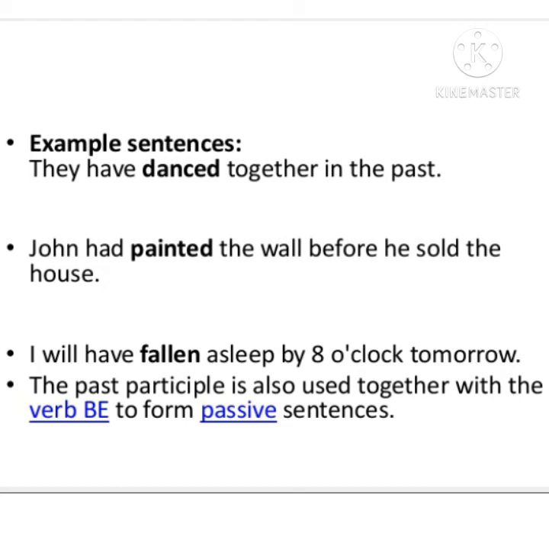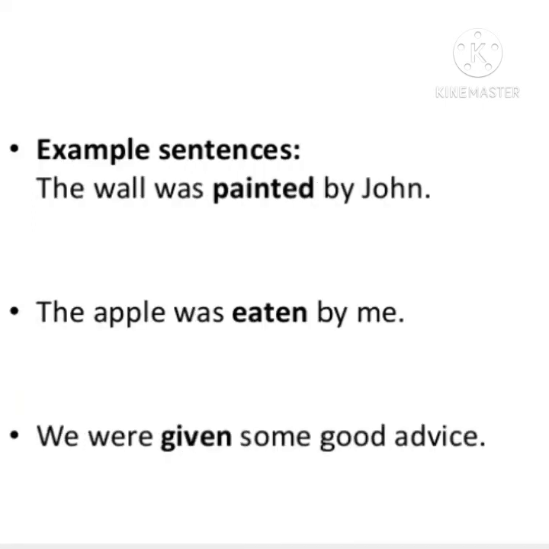The past participle is also used together with the helping verb be to form passive sentences. Now let's see another example of past participle. The wall was painted by John. The apple was eaten by me. We were given some good advice. Here painted, eaten and given are examples of past participle.